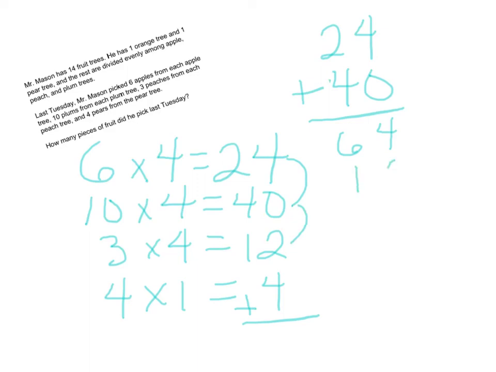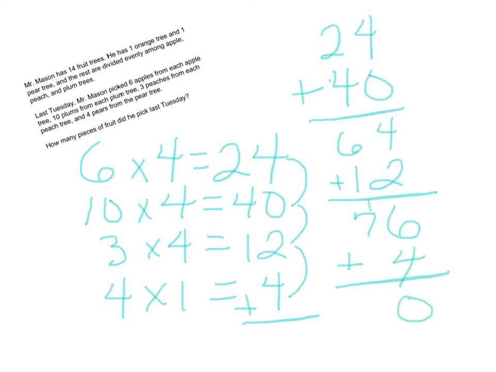64 plus a 12. We have 4 plus 2 is 6. 6 plus 1 is 7. Now we need to finish off with our 4. And we have 76 plus 4. Carry our 1. 6 plus 4 is 10. 1 plus 7 is going to give us 8. So we have 80. The final question asks, how many pieces of fruit did he pick last Tuesday?